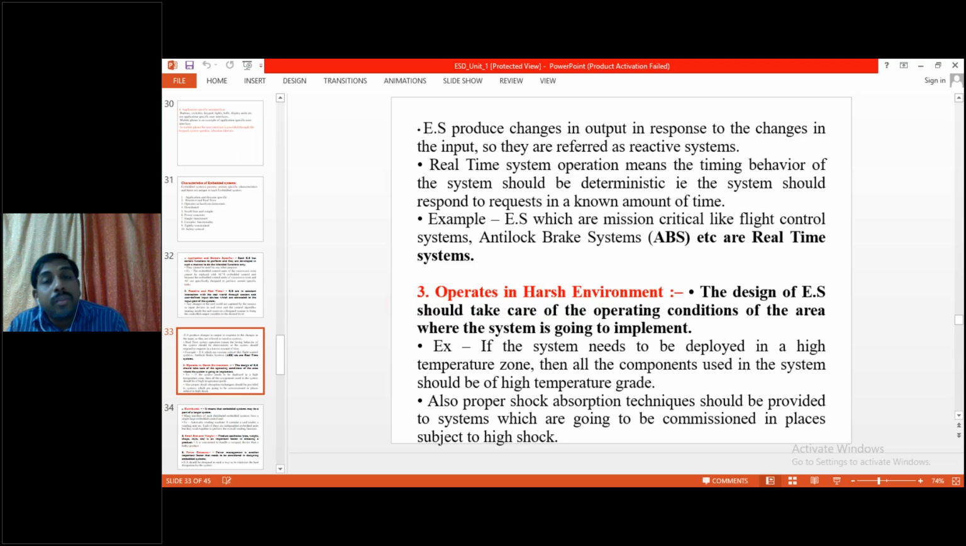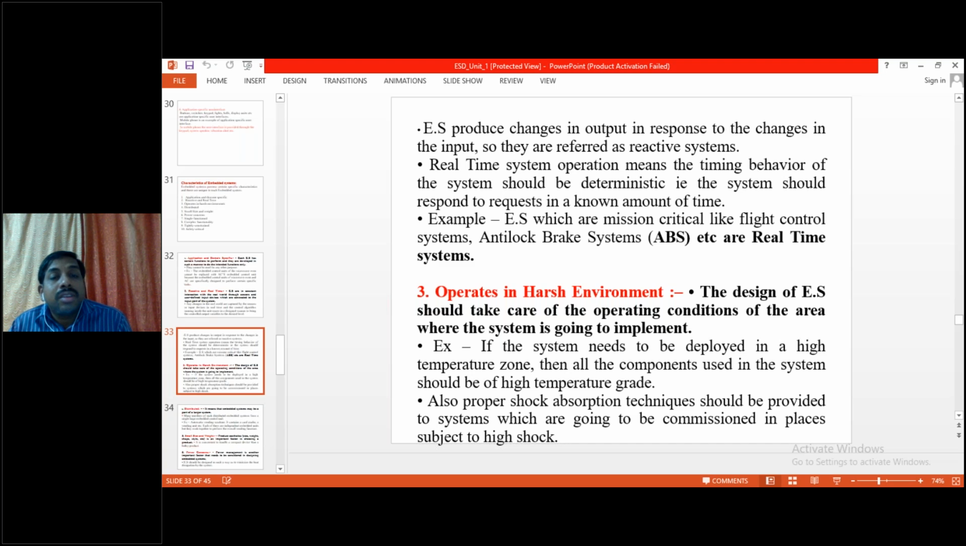And real-time system means the timing must be deterministic, at what time it has to respond, that amount of time. So this comes under examples like critical mission control systems or mission critical systems like anti-lock brake systems. So the other characteristic is called reactive and real time. Mostly all critical systems are reactive and real time, and non-critical systems are reactive, may not be real time.